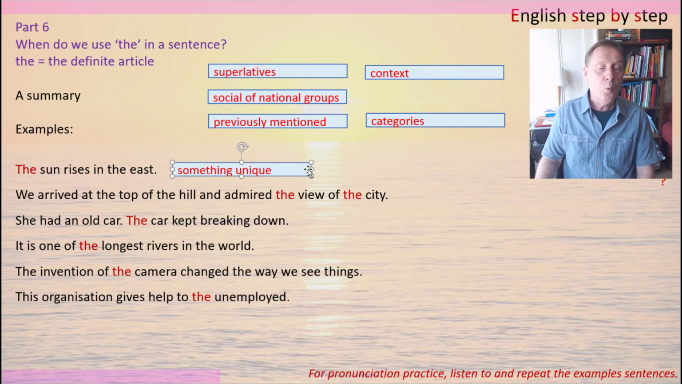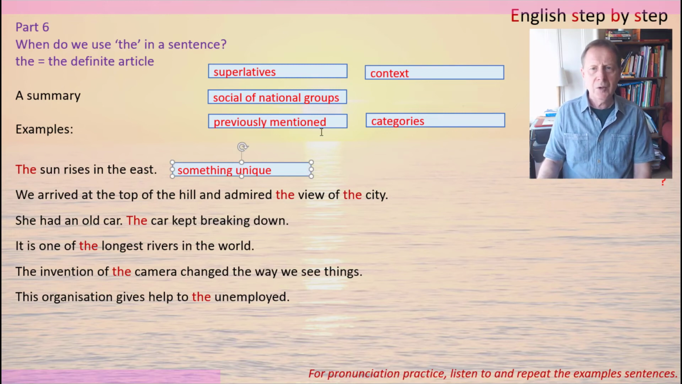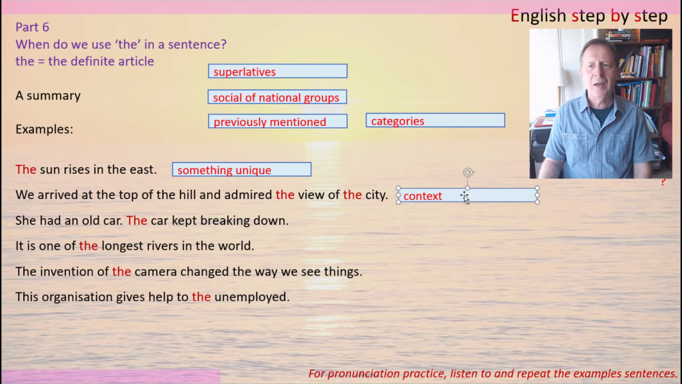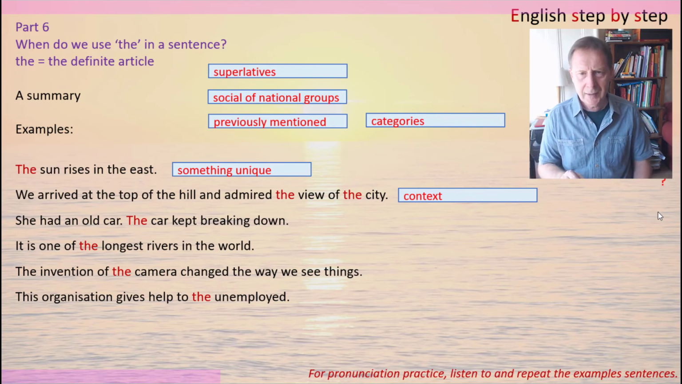Next one. We arrived at the top of the hill and admired the view of the city. Well, we say the view and the city because the listener knows what view you're talking about and knows which city you're talking about. So, the context gives you the information. So the context is talking about one view and one city.